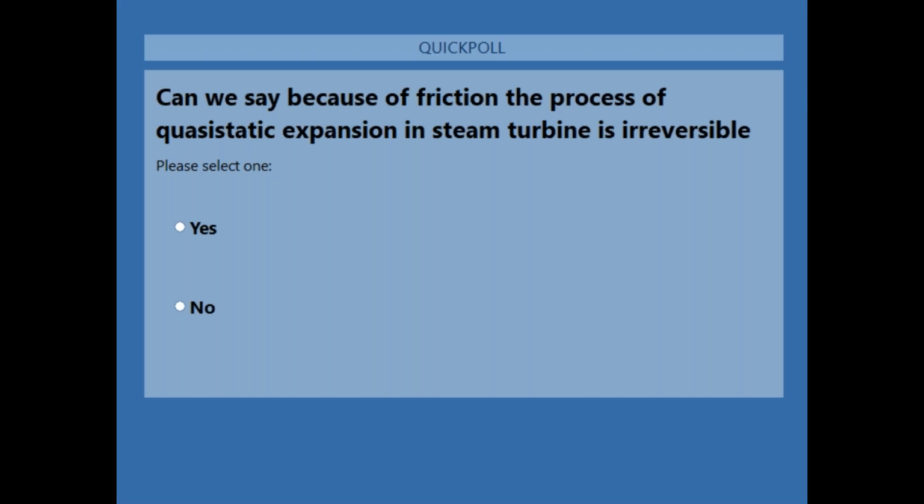So the question is, can we say that if there is a process of expansion in the steam turbine, then because of the friction, the process becomes irreversible? Okay, so 70% of the students are answering it correctly.